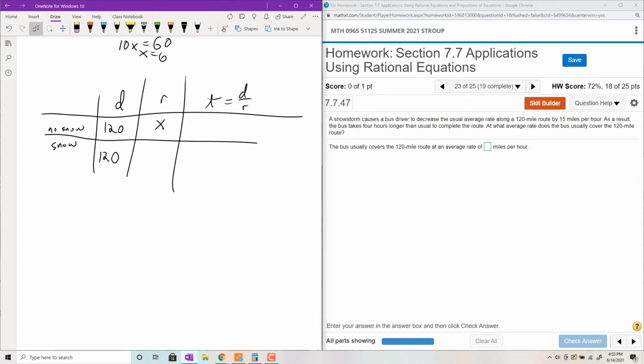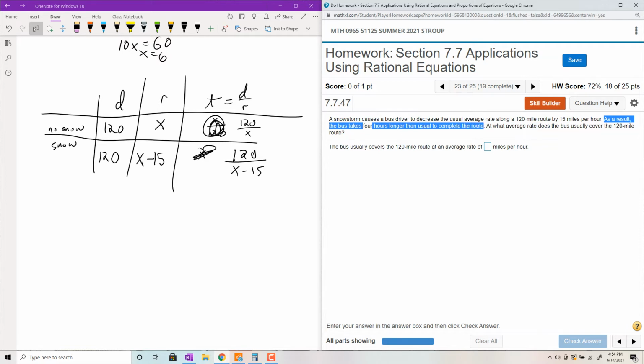But we do know with snow, we have a decrease in the usual average rate. So that first sentence here, it's decreased by 15 miles per hour. So it'll be the usual rate minus 15. Okay. Then we have 120 over x, I got that flipped, and then 120 over x minus 15. Okay. So then we need an equation. So it says, as a result, the bus takes 4 hours longer than usual to complete the route.